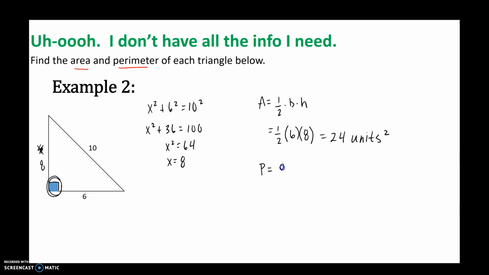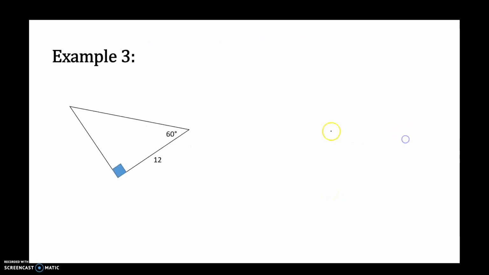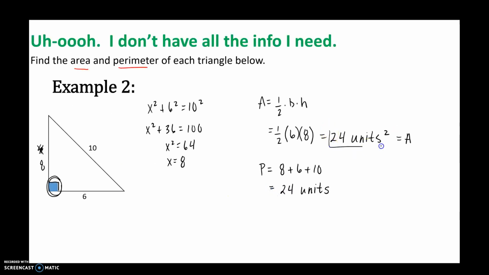Perimeter, add up the three sides, 8 plus 6 plus 10. Now the perimeter also gives me a value of 24, but it would just be 24 units. Perimeter is just combining like terms, so I'm not multiplying anything by itself, so I don't need an exponent on my answer. So area, perimeter.